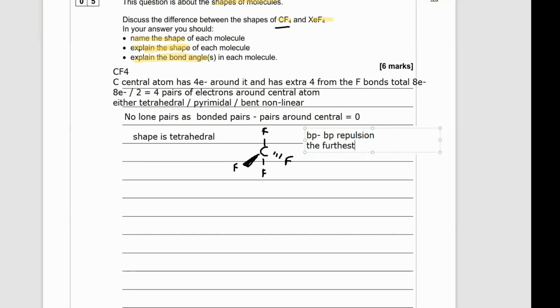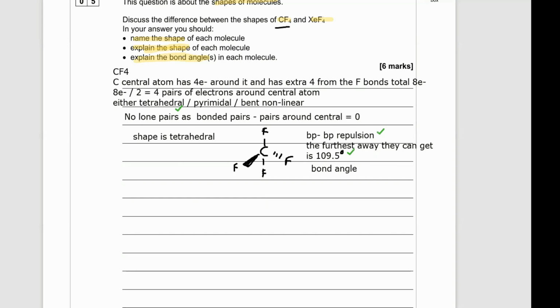Now, we've got bonded pair repulsion, which means that the electron pairs try to get as far away as possible from each other as they can. And in this situation, the furthest they can get away from each other is a 109.5 degree bond angle. So we've also got the mark here for the bond angle and for the explanation of the repulsion between the bonded pairs.